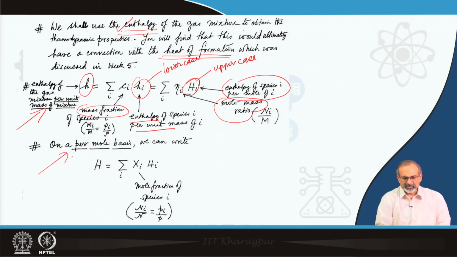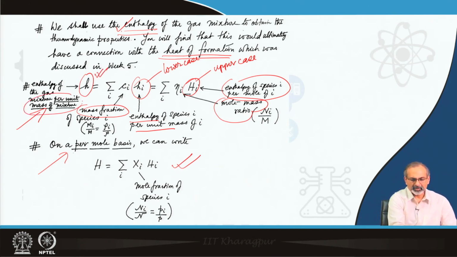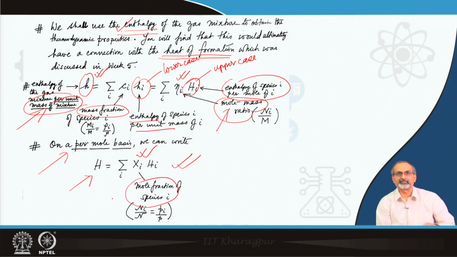On a per mole basis we can write the enthalpy in this manner. So, remember that here it was the H expressed on a per unit mass basis. Now, we want to express H on a per mole basis, and therefore, we switch from eta I to x I. So, this was mole mass ratio, while here we are using a mole fraction.